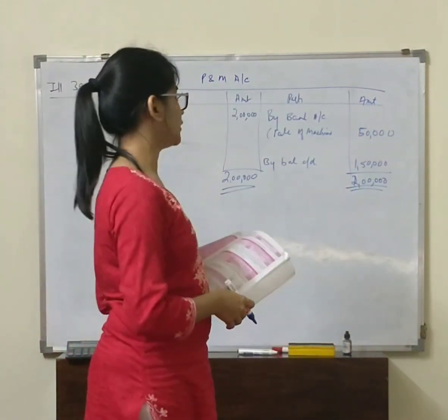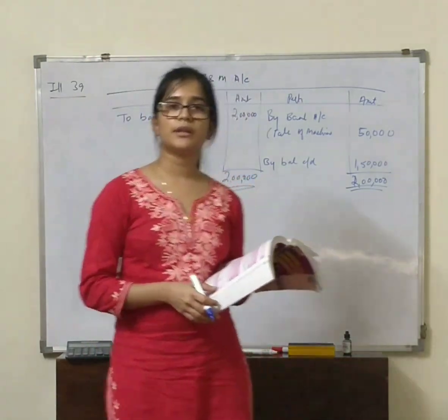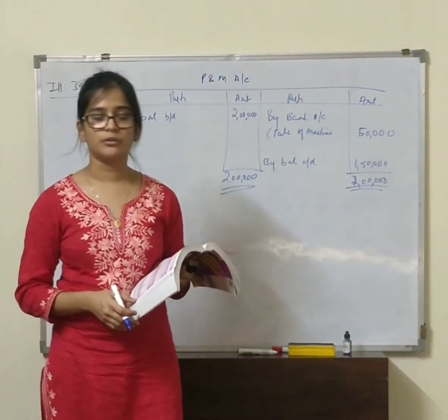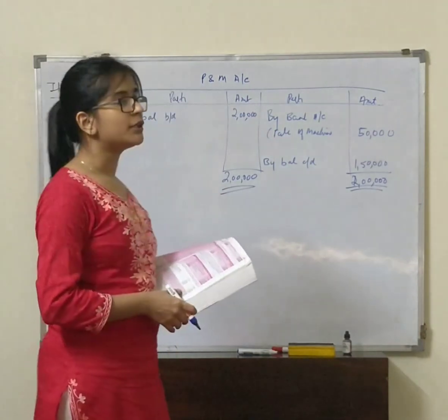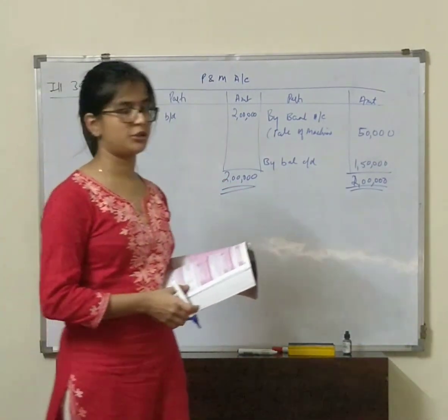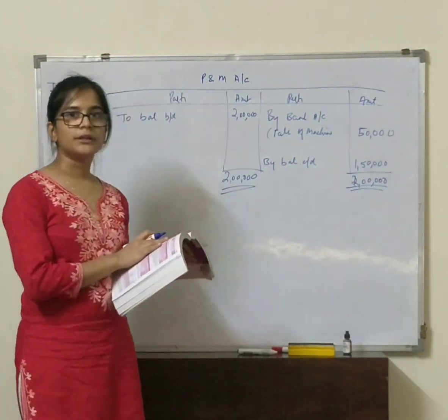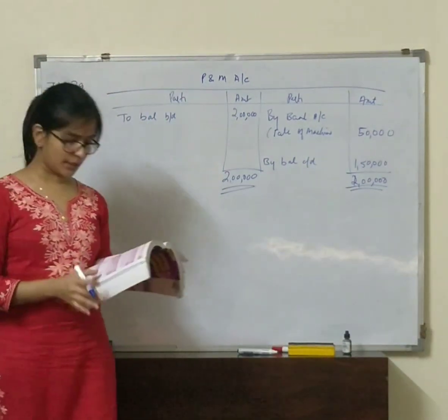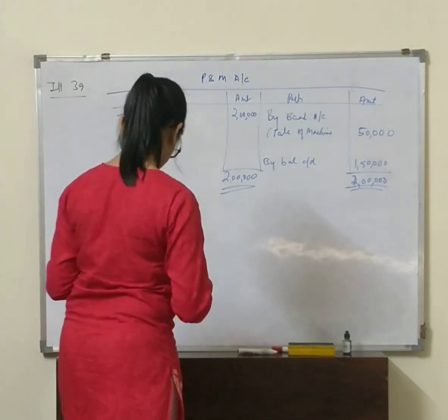Why don't we have accumulated depreciation here? Why don't I write down accumulated depreciation? The reason I don't write any accumulated depreciation here is because they have not given the sale of machinery and accumulated depreciation for the sale of machinery. They have just given us accumulated depreciation to find out our current year's depreciation.